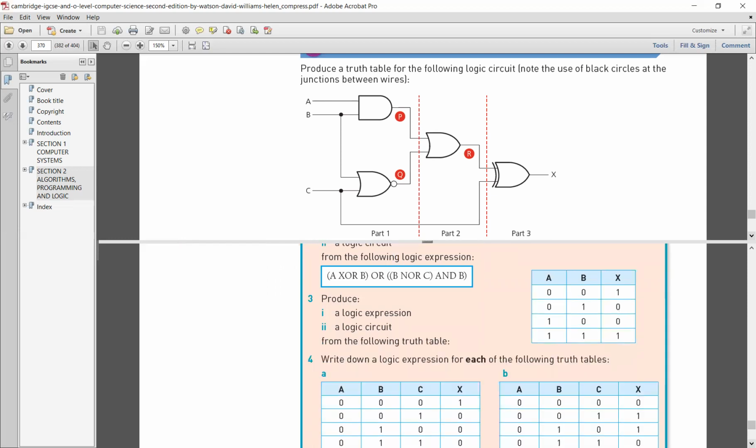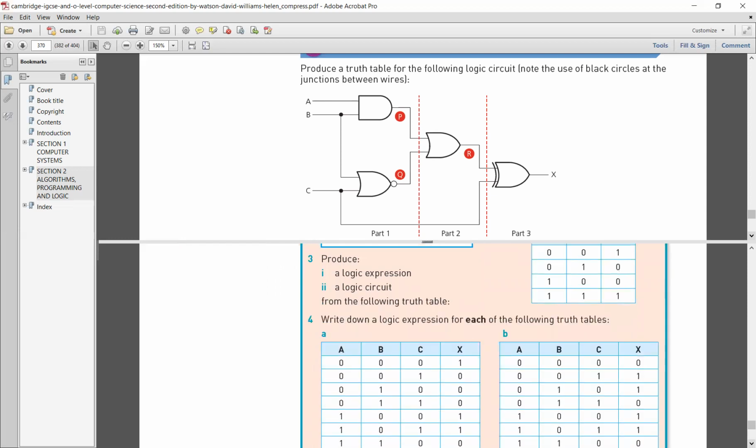Question number 4 of 10.3 can be attempted very easily if you have understood this topic.